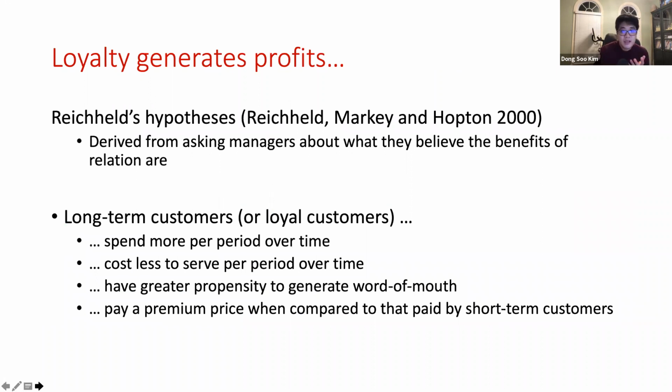Rachel, Markey, and Hopton surveyed managers about what they believe. From the survey, they found that long-term or loyal customers generally spend more over time. It is easier to serve them than not loyal customers, and they tend to generate more word of mouth, and they tend to buy premium products. This implies that loyal customers generate more revenue and less cost, leading to high profits.